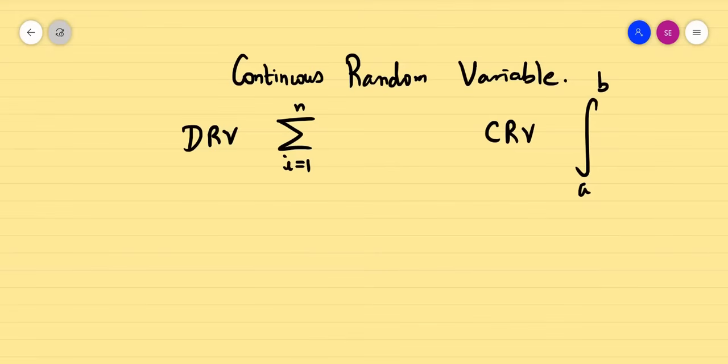Okay, students. So in today's class we are going to deal with continuous random variables. We know that a discrete random variable means summation, but in the continuous random variable we are going to integrate from the limits given, lower limit a to b.